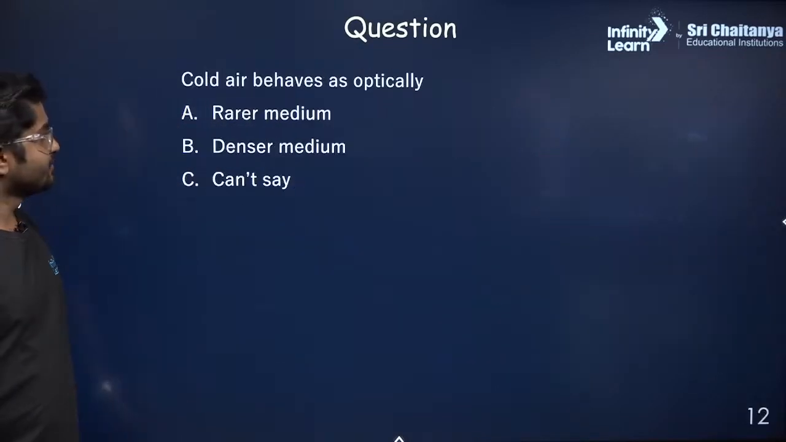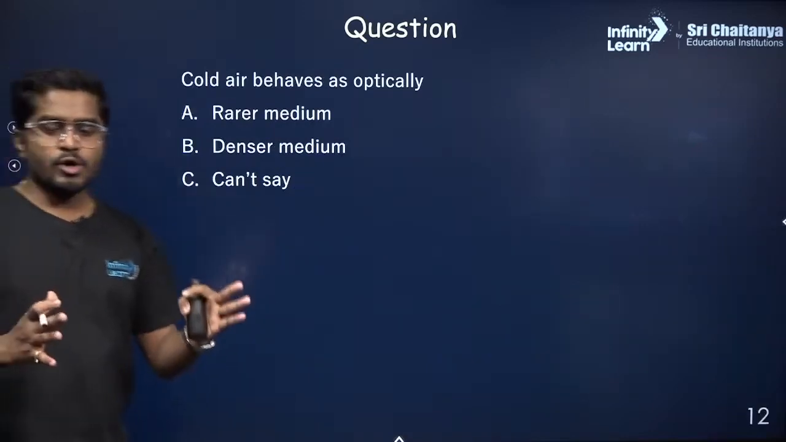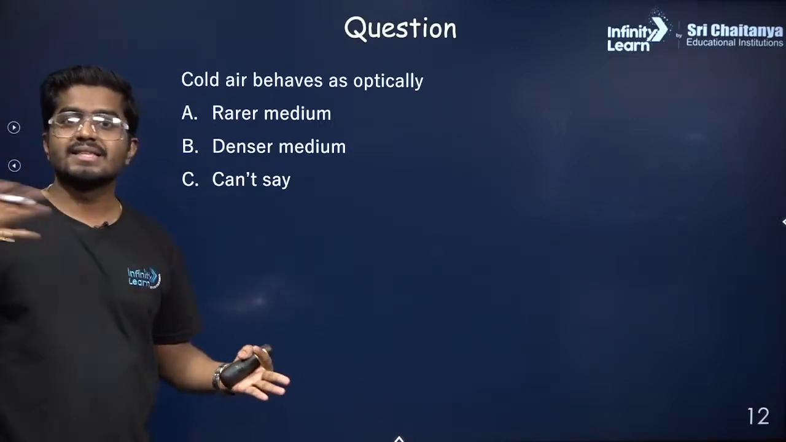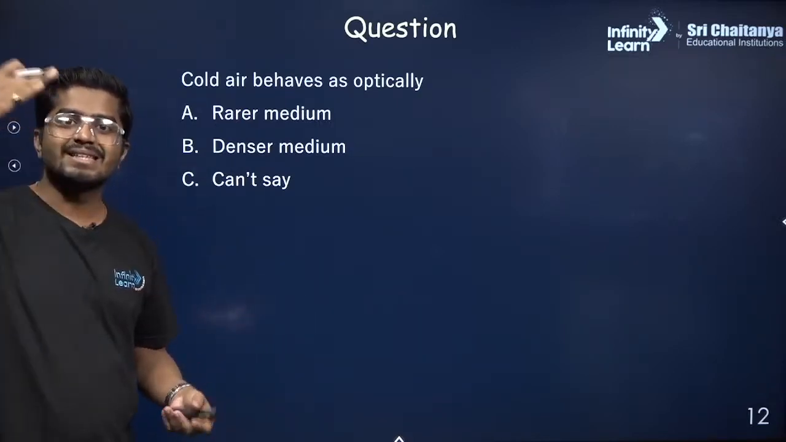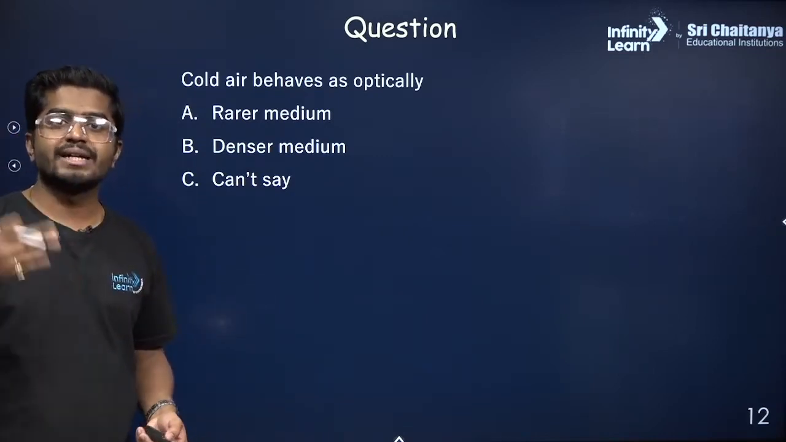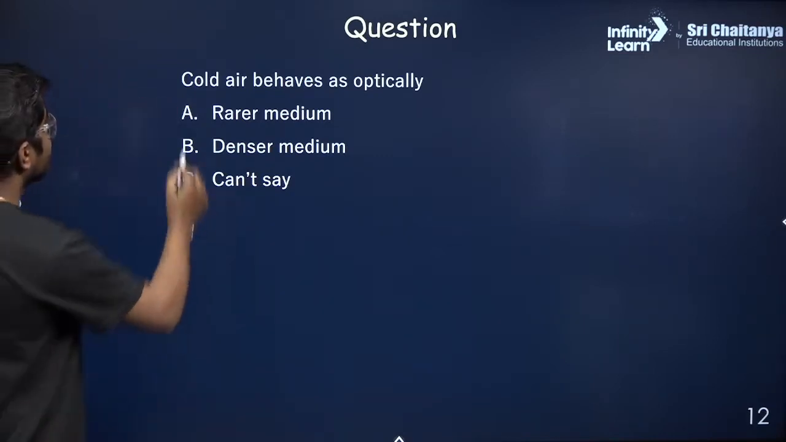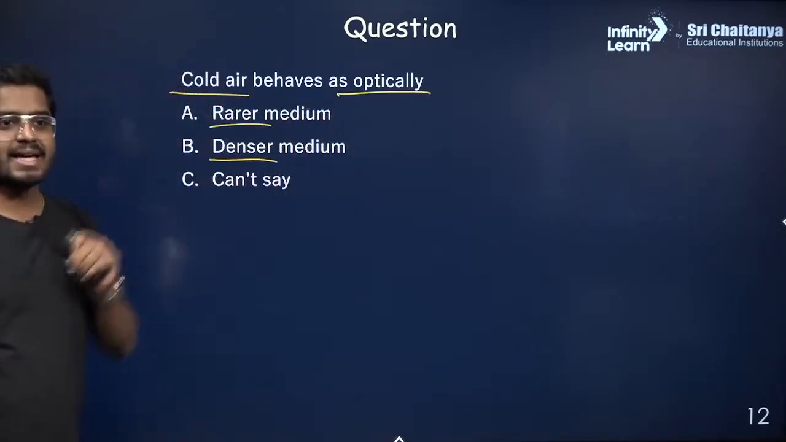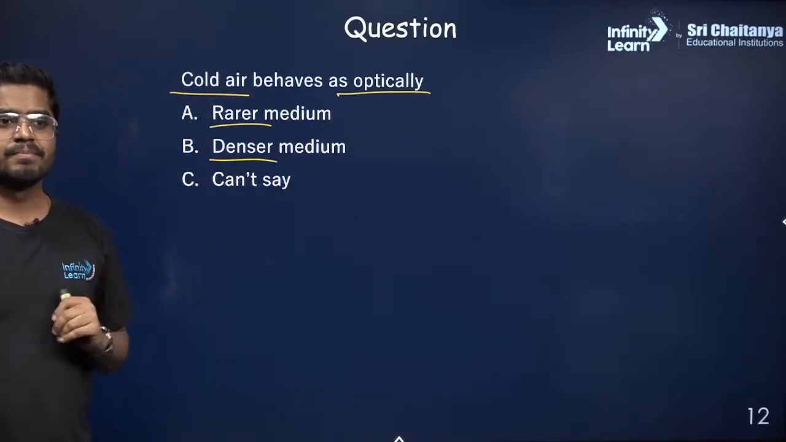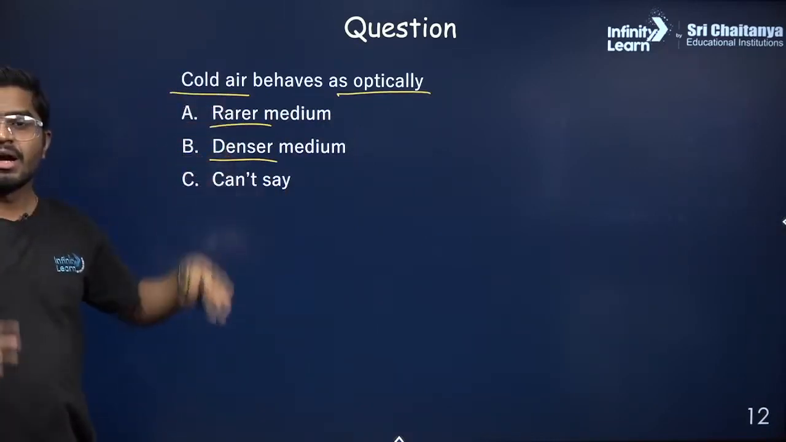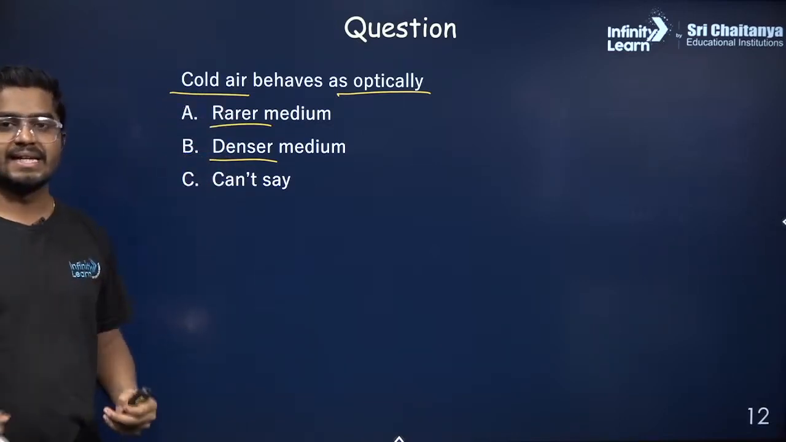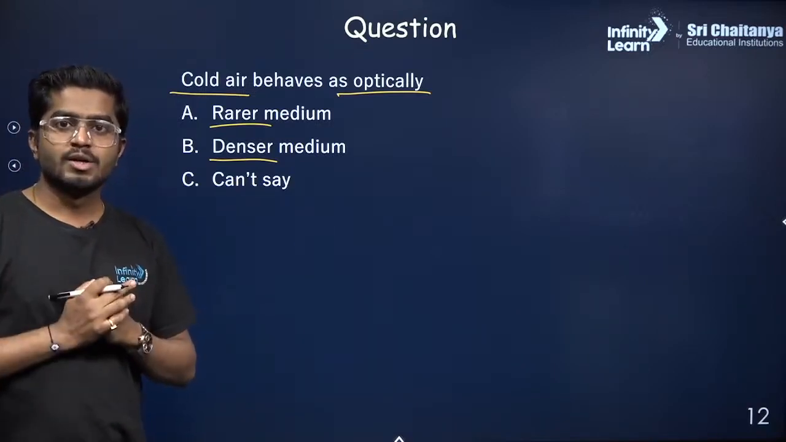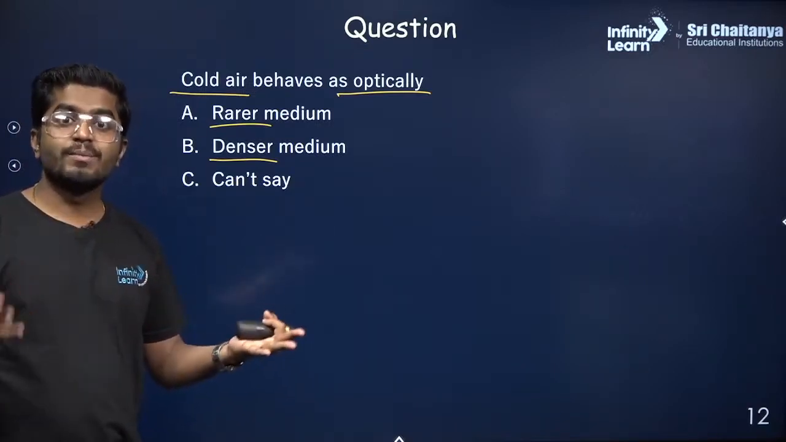Nice. Great. Now, let's suppose we have different temperatures of the air. Like there is a winter, there is a summer, or different layers in the atmosphere, and they have different temperatures. So now the question is, does cold air behave as optically rarer or denser, or you can't say? Is there any relationship between the temperature of the air and the optical density? So what will happen? Let's suppose the air is cold. It will be dense, colder would be denser.